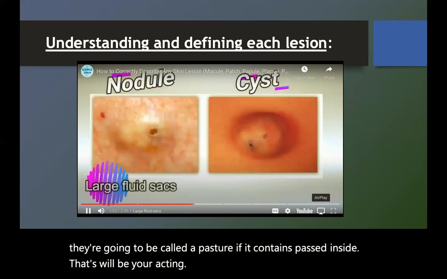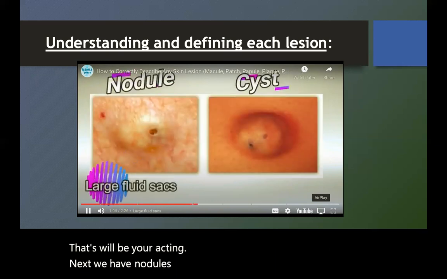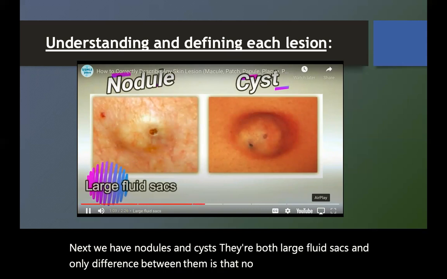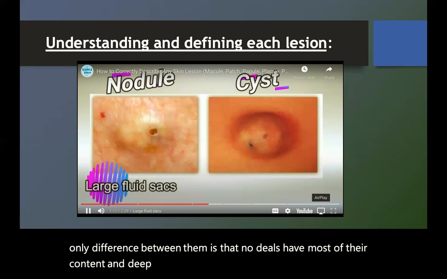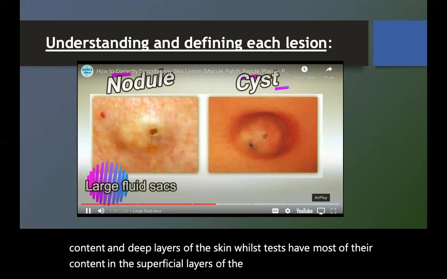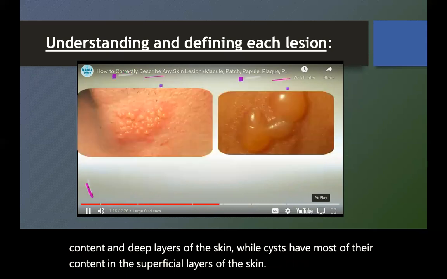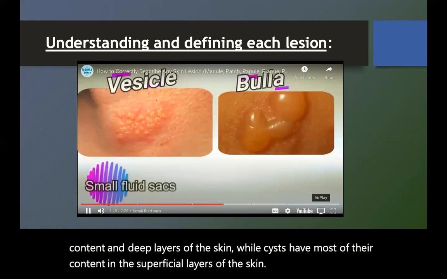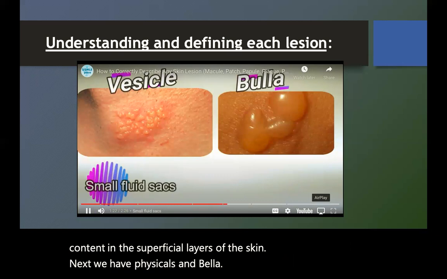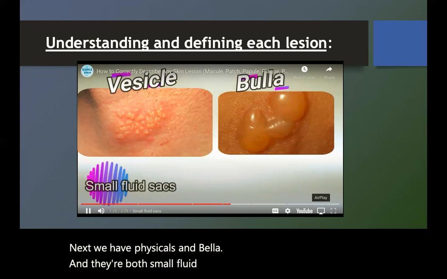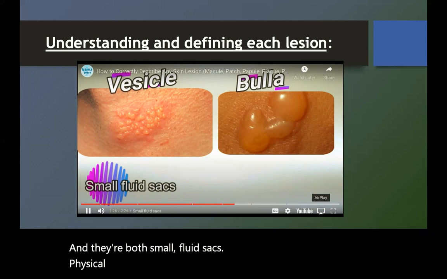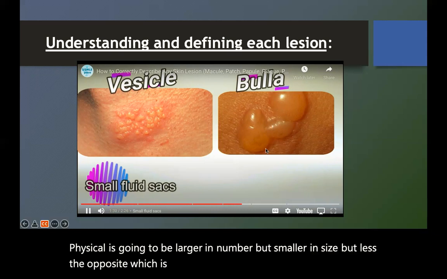Next, we have nodules and cysts. They're both large fluid sacs. And the only difference between them is that nodules have most of their content in deep layers of the skin, while cysts have most of their content in the superficial layers of the skin. Next, we have vesicles and bulla, and they're both small fluid sacs. Vesicles tend to be larger in number, but smaller in size. Bulla is the opposite, which is larger in size and smaller in number.